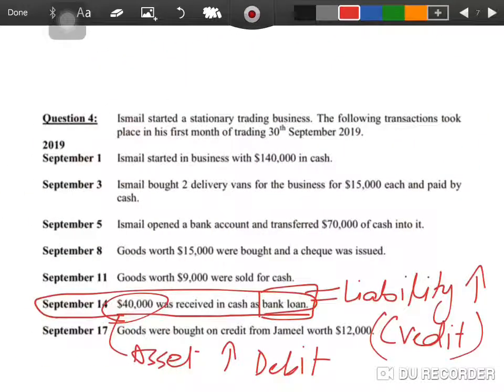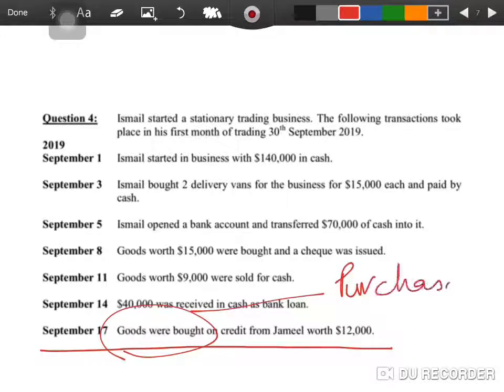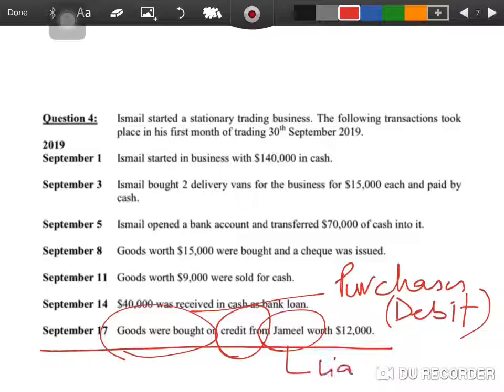Alright, the last transaction, September 17, goods were bought on credit from Jamil worth 12,000. So once again we bought goods, and whenever we buy goods we call it purchases, and they are always recorded on the debit side. On the other hand, these goods were bought on credit, which means we did not pay for these goods, so we are going to have to pay Jamil sometime in the future. So we have promised to pay him in the future. So the amount that we owe to Jamil is going to become a liability for us, and as always, liabilities, whenever they go up, are to be recorded on the credit side.